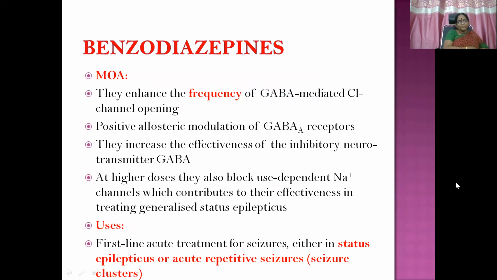Then the mechanism of action: they enhance the frequency of GABA-mediated chloride channel opening. In barbiturates it is the duration, whereas in benzodiazepines it is the frequency. Apart from that, positive allosteric modulation of GABA A receptors. They increase the effectiveness of the inhibitory neurotransmitter GABA. At high doses, they also block sodium channels. So they are used in the management of generalized status epilepticus. Uses: first-line acute treatment for seizures, either in status epilepticus or seizure clusters. The seizure clusters we will discuss again in pharmacotherapy.